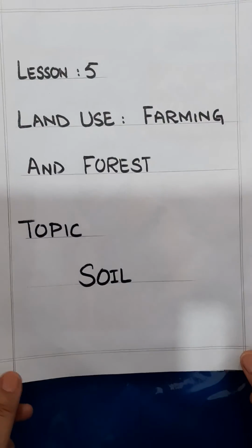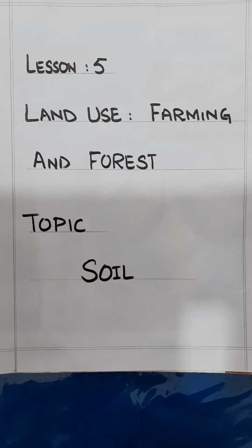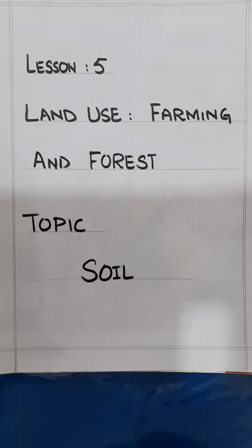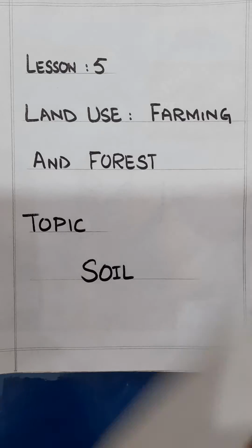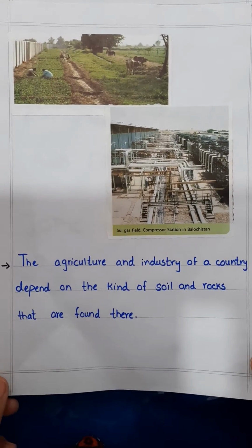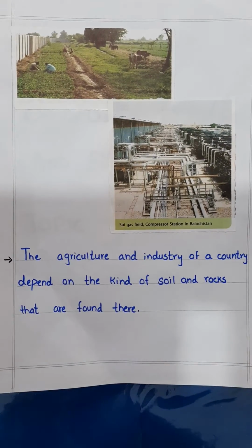Today our lesson number 5 is land use, farming and forest. In this lesson, our topic is soil. As we know, Pakistan is an agricultural country. So the agriculture and industry of a country depends on the kind of soil and rocks that are found there.